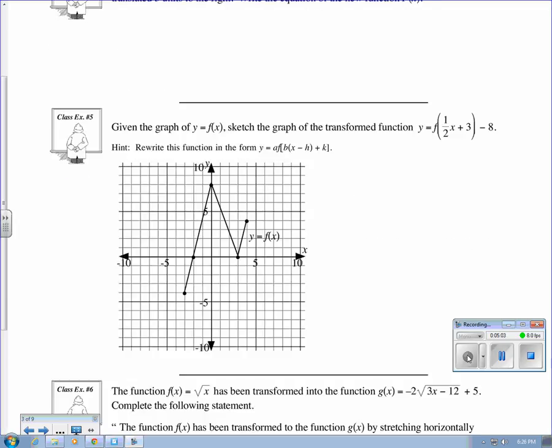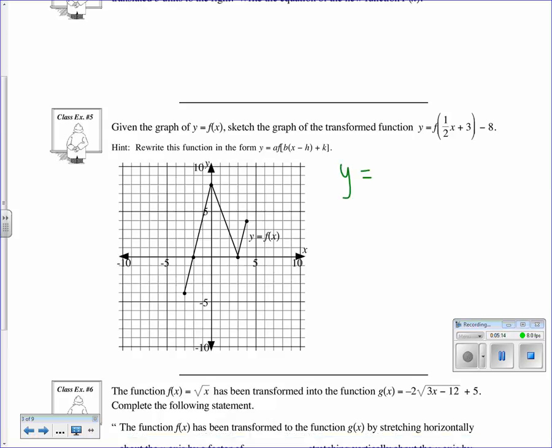So now I'm down at class example number 5, and I'm going to try and get it into the standard form, which means I've got to get that half off of the x. So y is going to be f at a half. Because that half comes out, the 3 is going to turn into a 6, and then I need the minus 8. So my a value is 1. My b value is a half. My h value, got to watch how you treat the signs. My h value technically is -6, and my k value is -8.